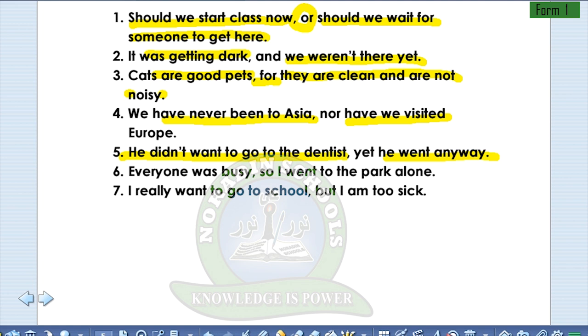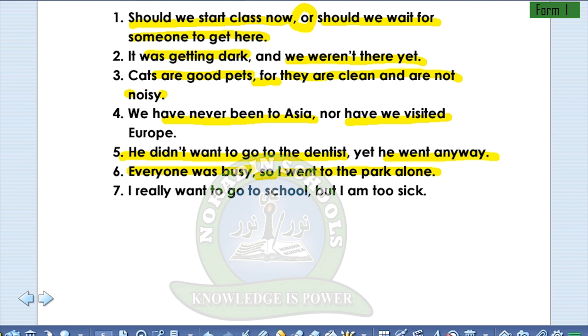Six, everyone was busy, so I went to the park alone. Now we are joining two sentences. The first simple sentence is, everyone was busy. The next simple sentence is, I went to the park alone. So to form a compound sentence, we use the word so and a comma, which means consequence or as a result.